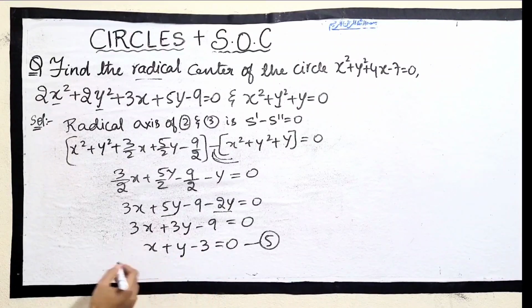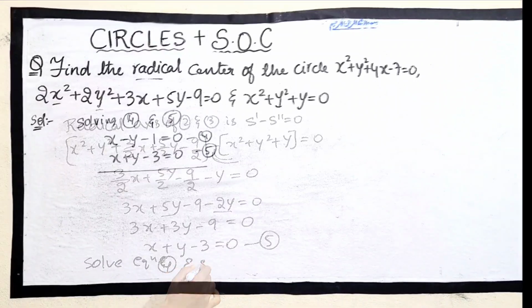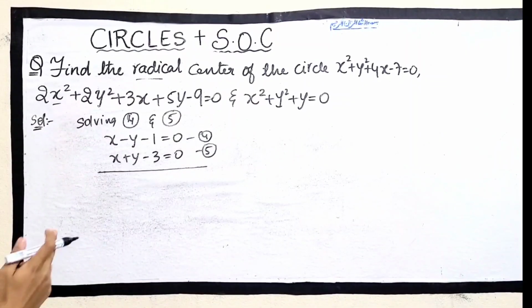Now just solve equations 4 and 5 and you will get the radical center. Let us solve equations 4 and 5 by using the elimination method.